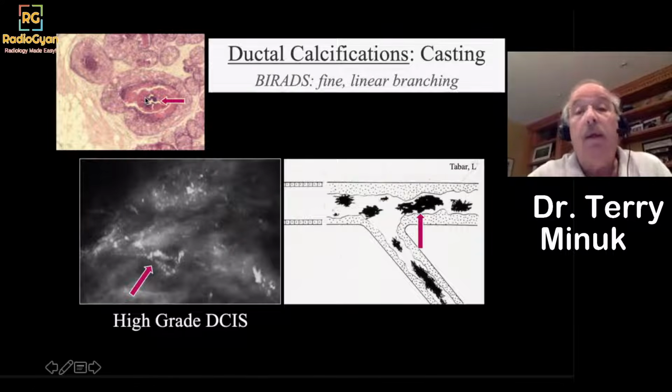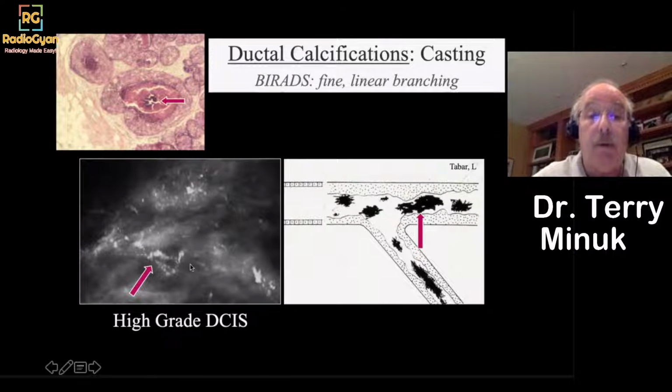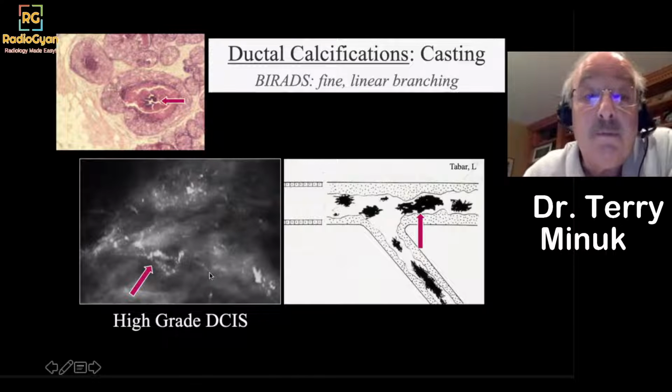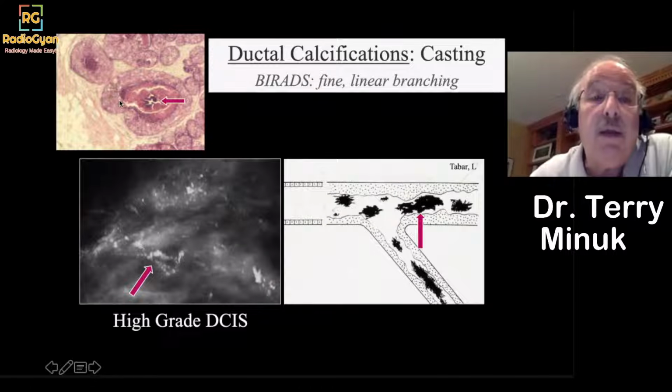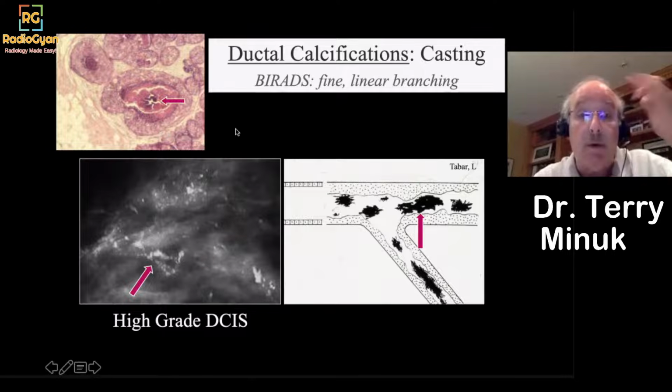And so the high-grade casting calcifications that form a mold of the duct, they're high-grade DCIS. They may go on and form invasive ductal carcinoma. We tend to see them easily on the mammogram if they calcify. Sometimes, though, high-grade DCIS doesn't calcify. You get necrosis, but you don't get a lot of calcifications in the lumen. And those ones you may pick up better on MR.